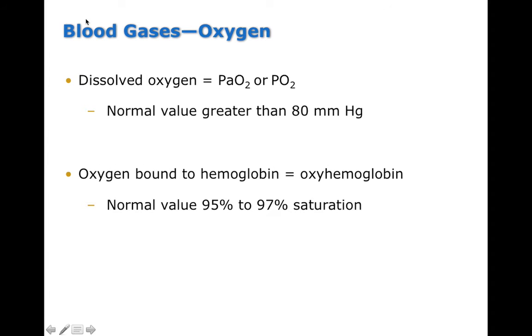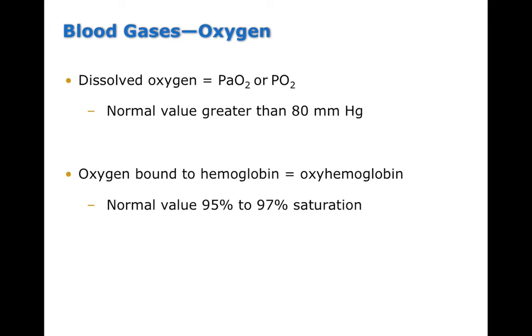So in terms of blood gases, we can measure this in terms of dissolved oxygen, and we call this PaO2 or PO2. A normal value of PO2 would be like 80 millimeters of mercury. Now you can think about this as actually a pressure, but you can also think about this as being a concentration. So 80 millimeters of mercury would be the normal amount of oxygen pressure you find in someone's blood.